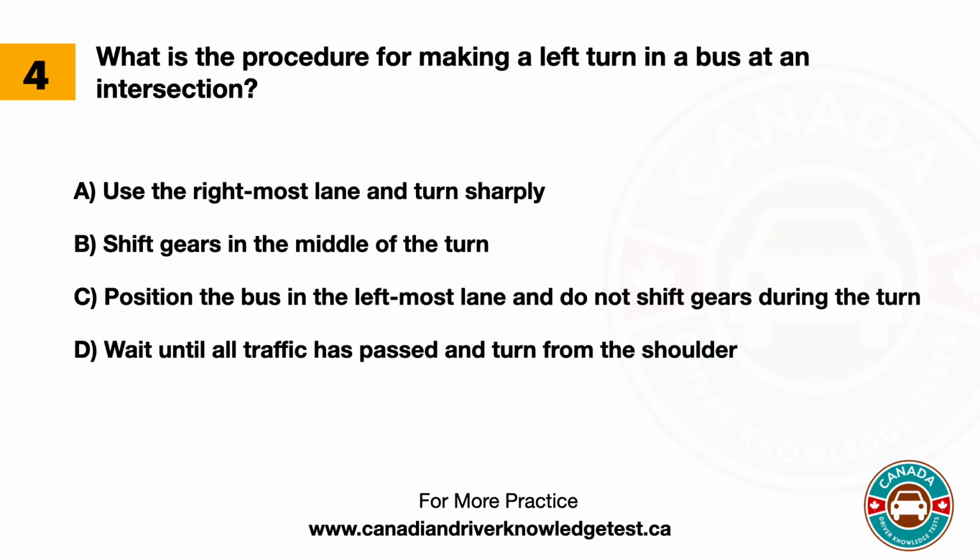Question 4. What is the procedure for making a left turn in a bus at an intersection? A. Use the rightmost lane and turn sharply. B. Shift gears in the middle of the turn. C. Position the bus in the leftmost lane and do not shift gears during the turn. D. Wait until all traffic has passed and turn from the shoulder. The answer is C. Position the bus in the leftmost lane and do not shift gears during the turn.